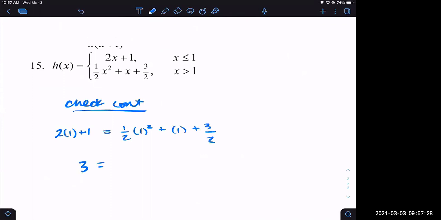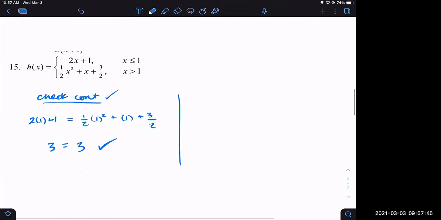I get 3 equals, is that going to be the same? Yep, those are both 3. So they do equal each other. So it is continuous. So it's worth checking differentiability. If that was no, I could say it's not continuous, it's not differentiable, it'd be done. So now we have to check differentiability.